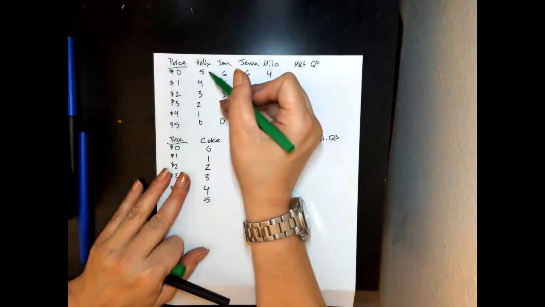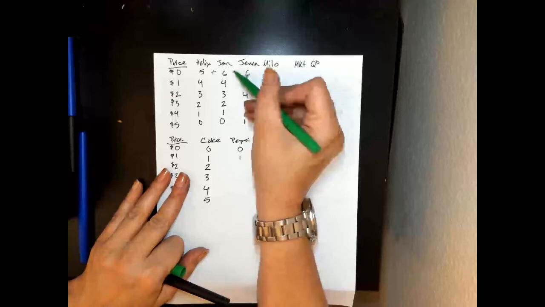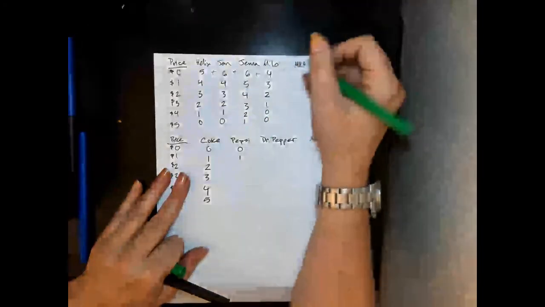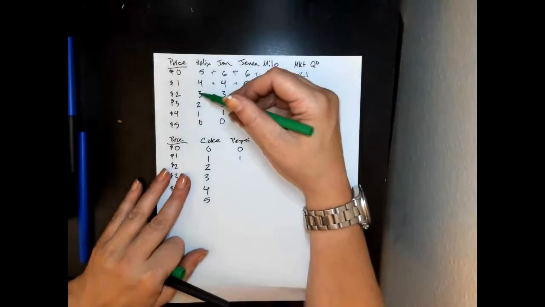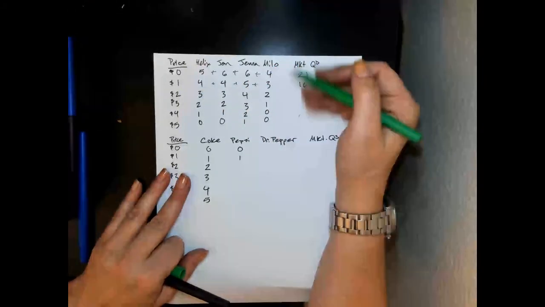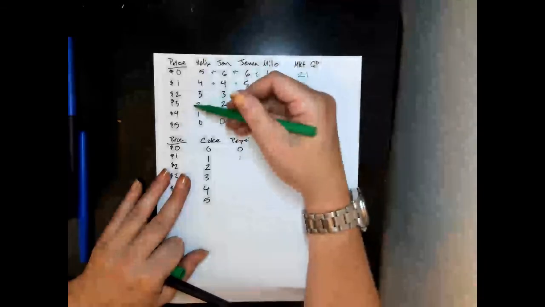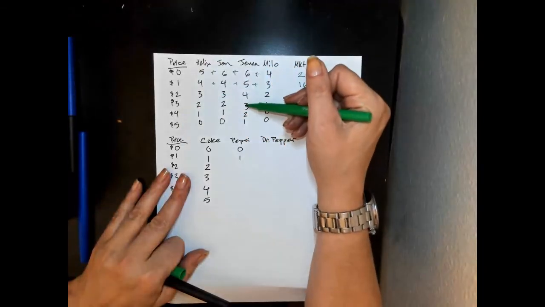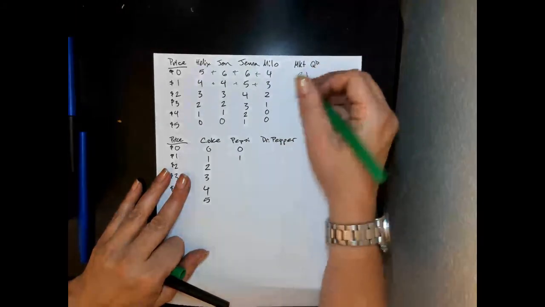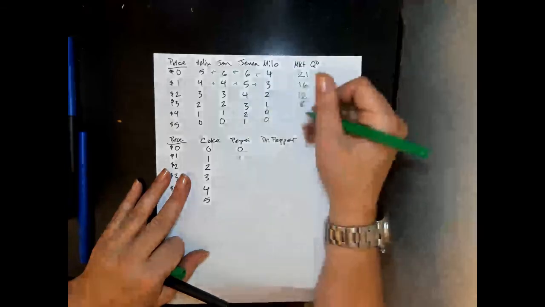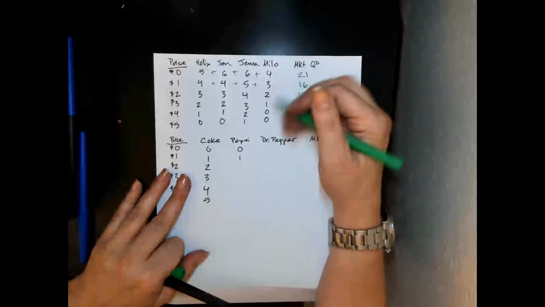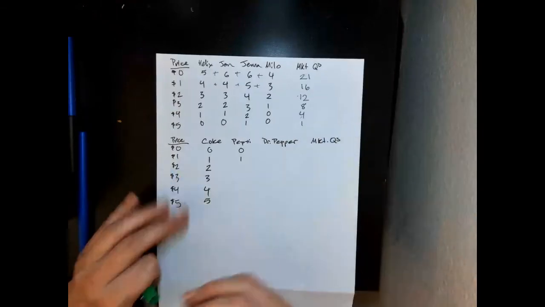So let's do that first. At a price of 0, Helix wants 5 sodas, Jenna wants 6, John wants 6, Milo wants 4. That gives us a total market demand of 21 at $0. Add up at $1 and we get market demand of 16. At $2, market demand is 3 plus 3 is 6, plus 4 is 10, plus 2 is 12. At $3, it's 2 plus 2 is 4, 5, 6, 7, 8. And then at $4, Jenna wants 2, John wants 1, Helix wants 1, so that's 4, and then at $5 only Jenna wants a soda.